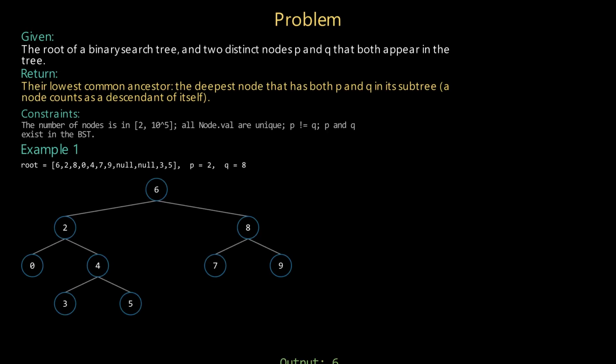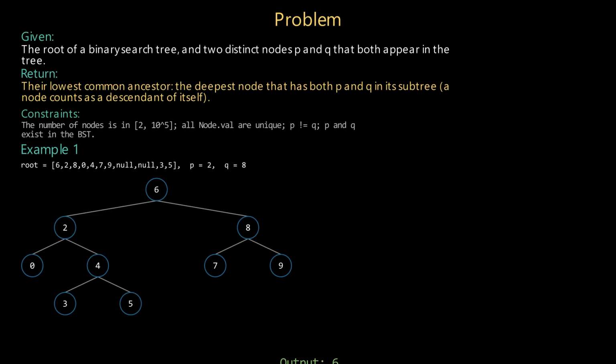Given the root of a binary search tree, and two distinct nodes P and Q that both appear in the tree. Return their lowest common ancestor, the deepest node that has both P and Q in its subtree, where a node counts as a descendant of itself.